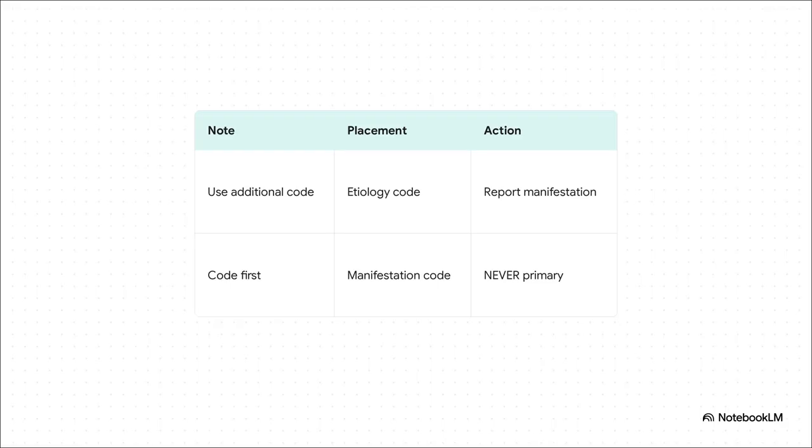Think of these notes as kind of a secret decoder ring for your tabular list. When you see Use Additional Code, that note sits right under the etiology code. It's a green light. It's telling you, hey, this is the engine, but you need to go find the cargo car and add it to your claim. On the flip side, when you look up a code and see a big red Code First Underlying Condition note, you're looking at a manifestation code. This is a strict command hitting the brakes on your sequencing. It means this specific code can never be your primary first listed diagnosis. You have to sequence the root cause ahead of it, no exceptions.